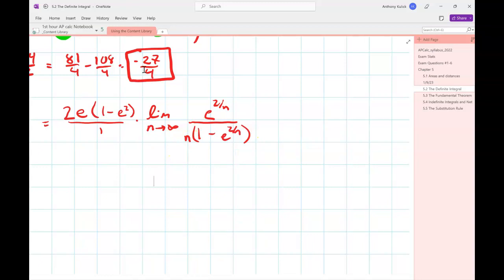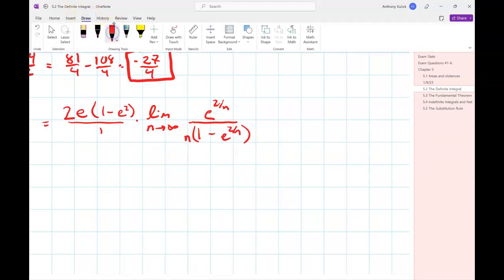Mackenzie? Well, none of that stuff has an n in it. So those are all just constants with regard to the limit, so I can pull all of that stuff out front. Does that make sense? Okay.